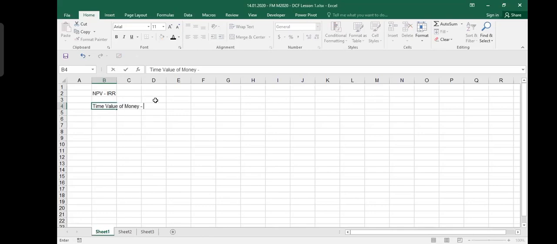And we say that a dollar today is not equal to a dollar tomorrow. Or you can say that money loses value with time. Now, what does that mean? We need to do discounting. We need to do compounding.